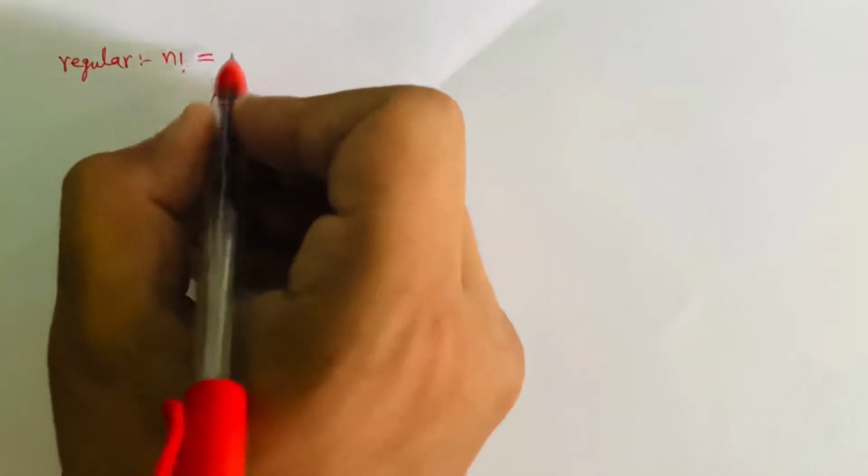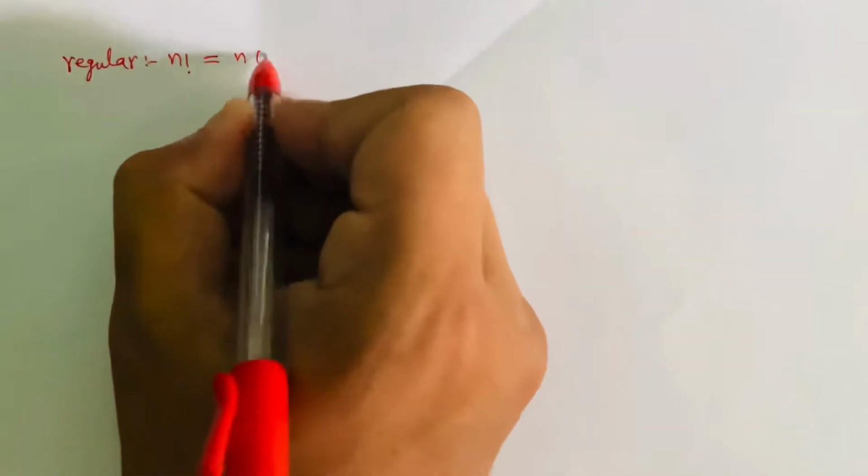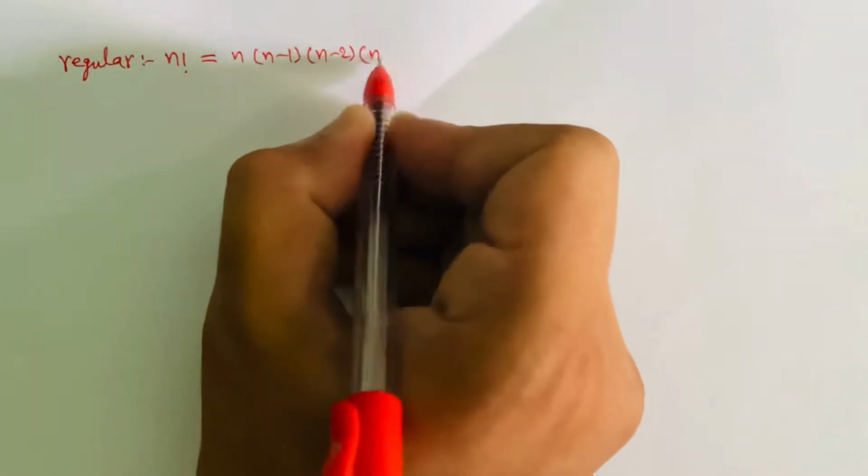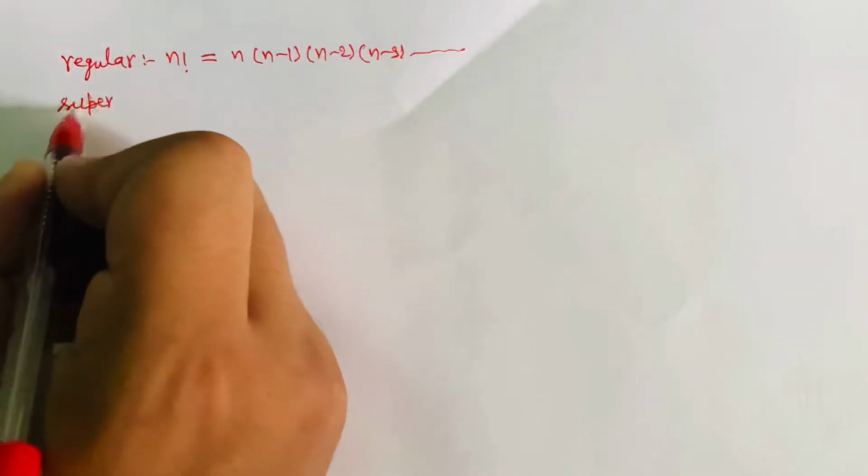So guys, you already know what a regular factorial is. How can we expand this factorial? n into n minus 1, n minus 2, n minus 3, and so on. And the second one is the super factorial.